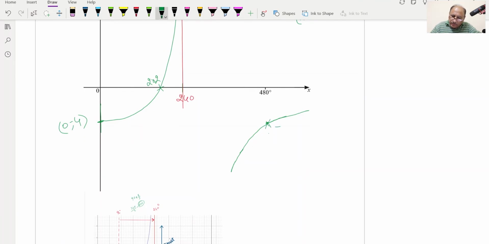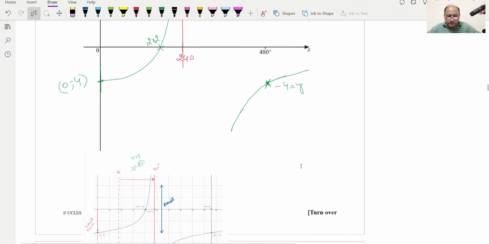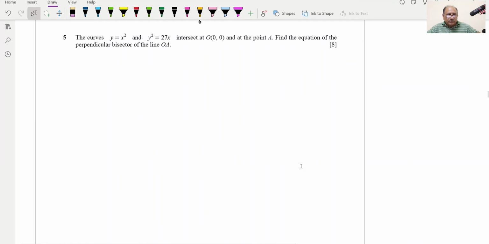So this will be minus 4, and we can write y is equal to minus 4. And this is done. Now we can move to question number 5.